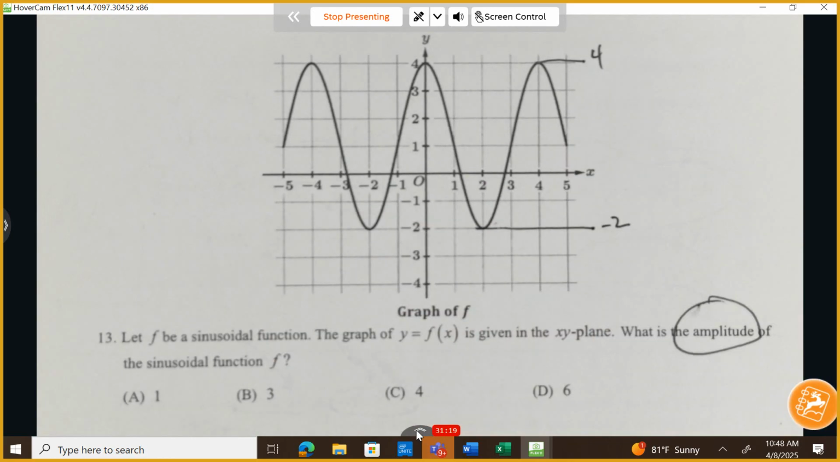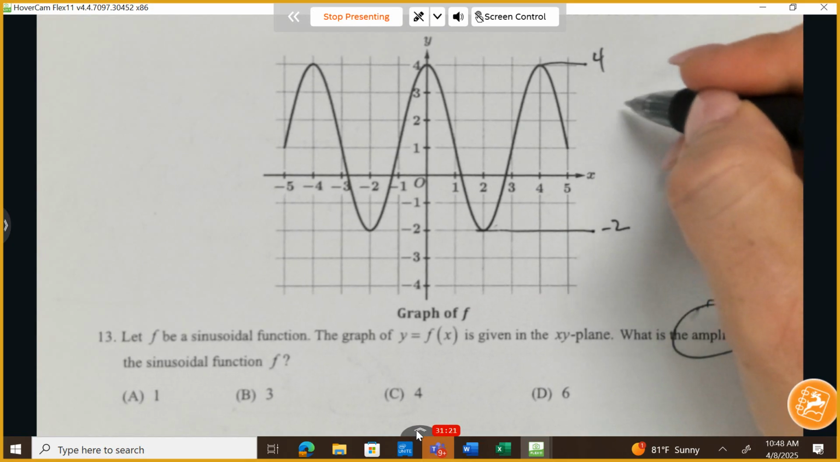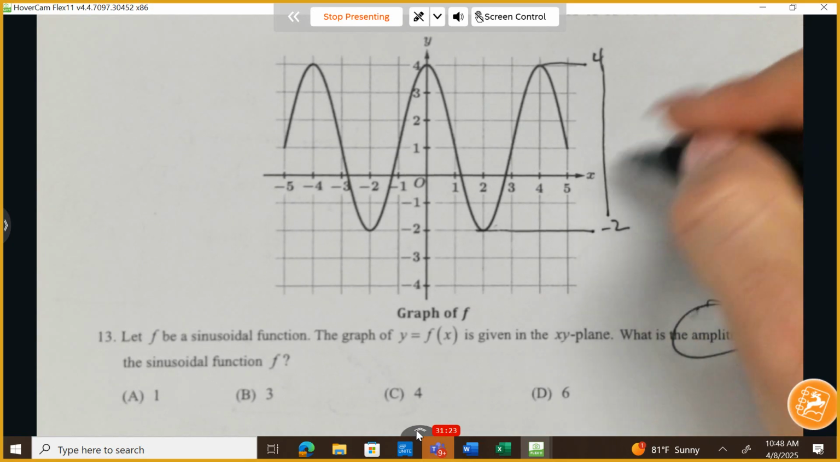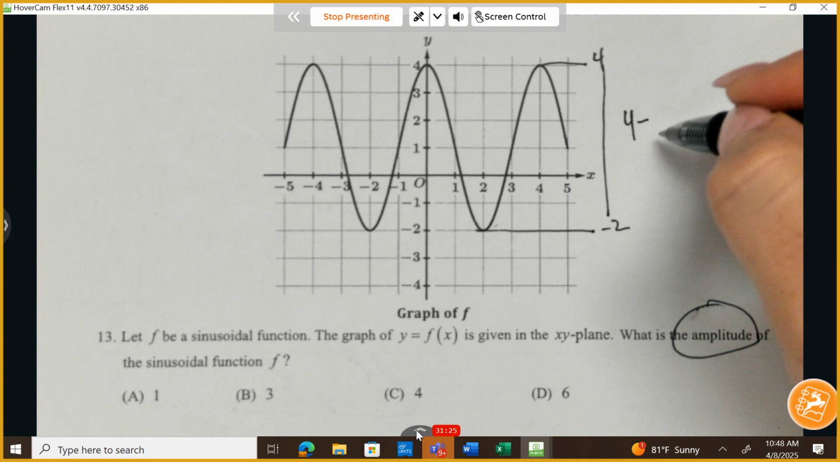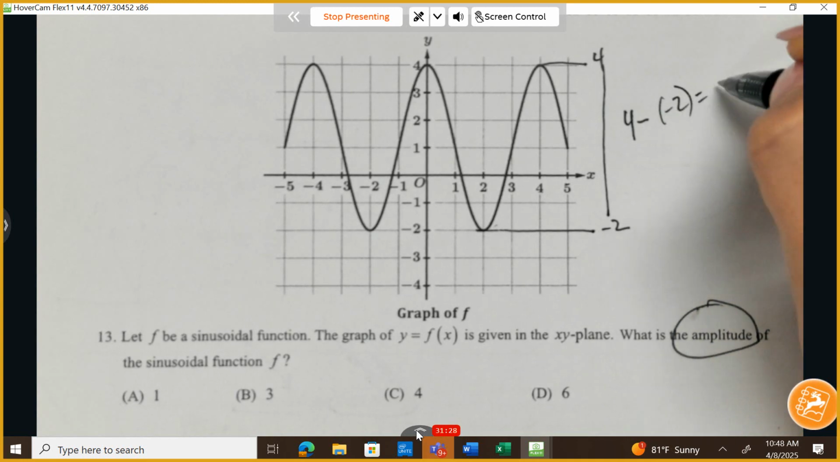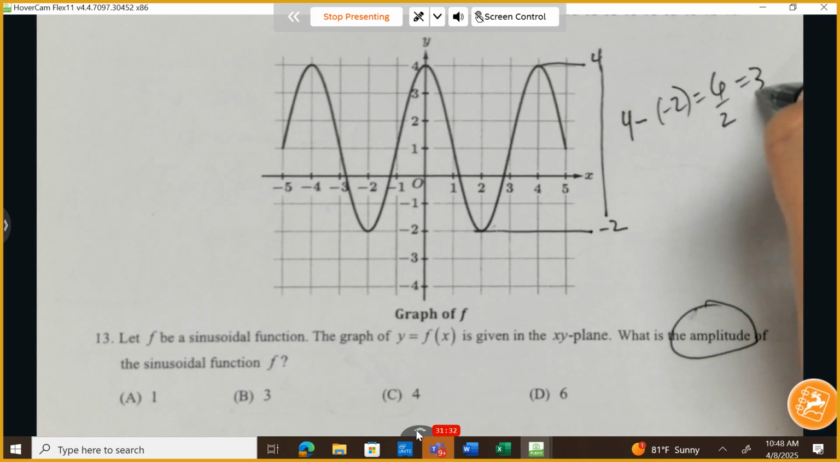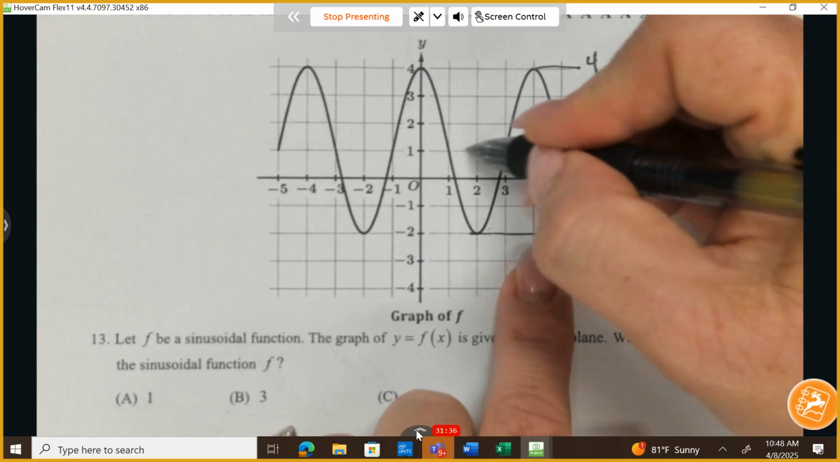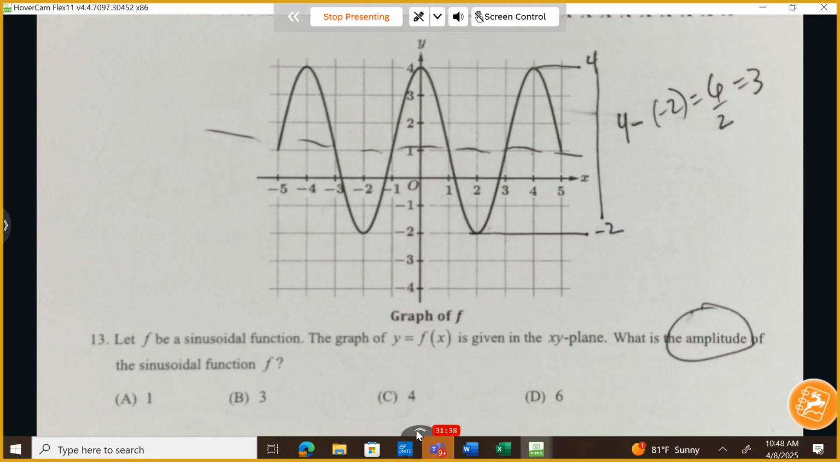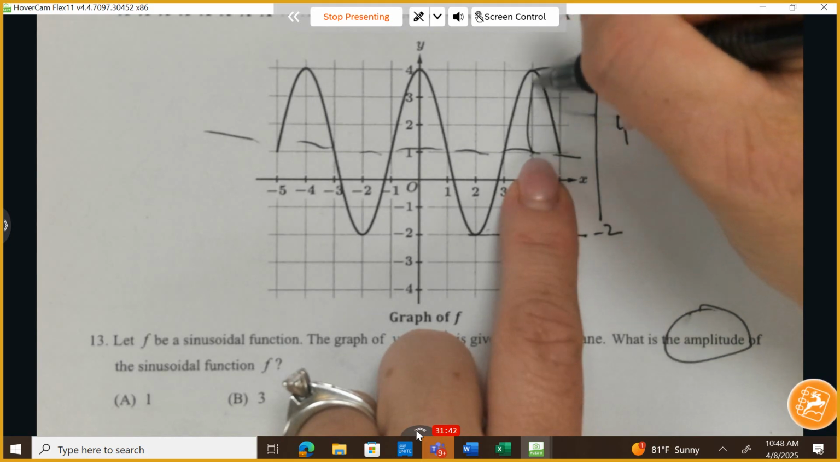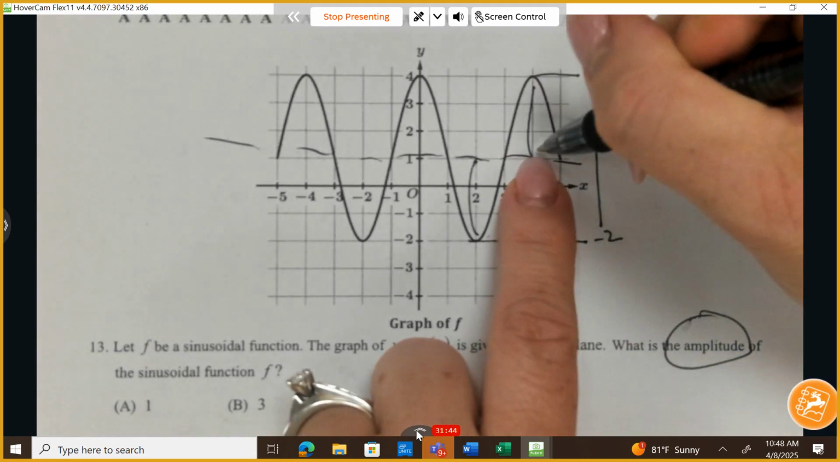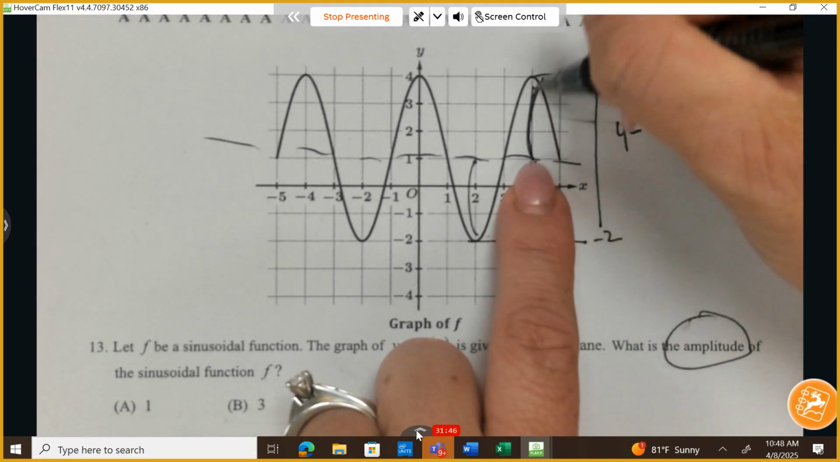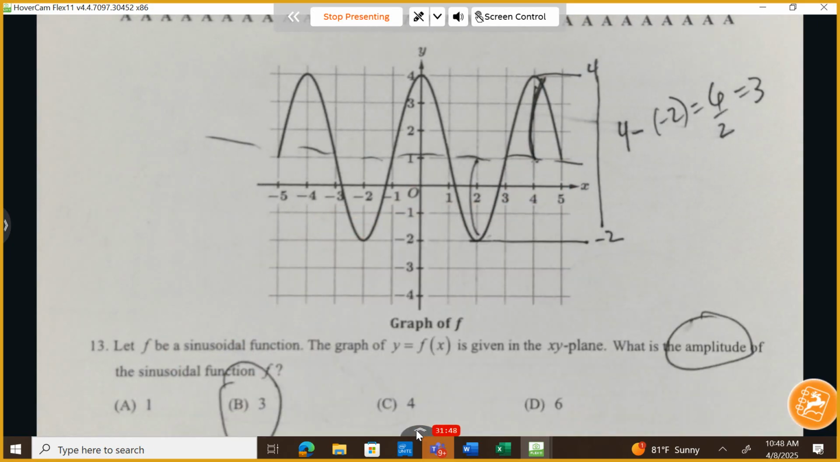It's not asking me for the midline. So I'm going to say, what is this distance? Well, 4 minus a negative 2 would be 6. So this is a distance of 6. You cut 6 in half, and you end up with 3. So 3, I can go 3 up or 3 down. If they ask me for the midline, it would be y equals 1. They're not asking. They're just saying, what is the amplitude? Amplitude is the distance up or the distance down, always a positive value that represents from that midline to the highest or lowest. Correct answer is B.